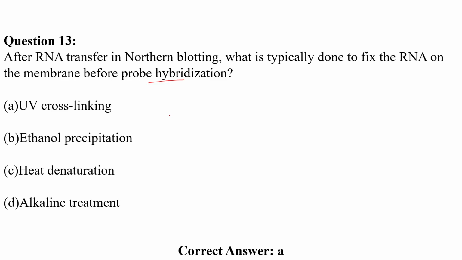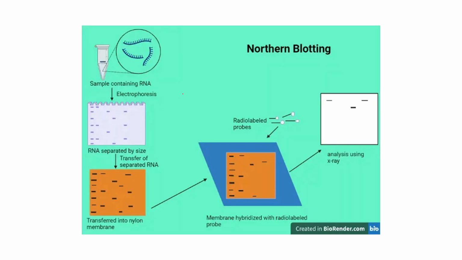So that's why it's better to fix the RNA on the membrane before doing the probe hybridization, so that it doesn't escape the membrane. So that is done by UV cross-linking. Okay, so this is what I was talking about.